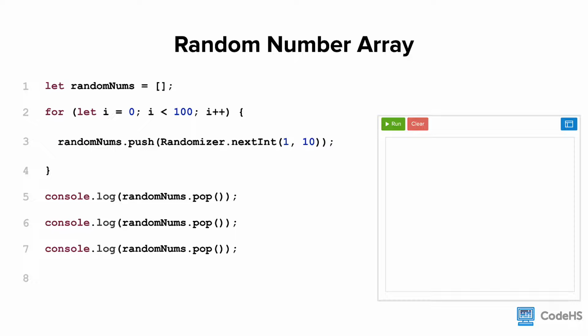Let's take a look at one more example. Here we start by creating an empty array with empty square brackets. Note that you need the empty brackets in order to indicate it is an array. Otherwise, the push and pop methods won't work later on. Then we use a for loop to push a random number into the array 100 times. Finally, let's pop out a few of the last elements and print them to the console.